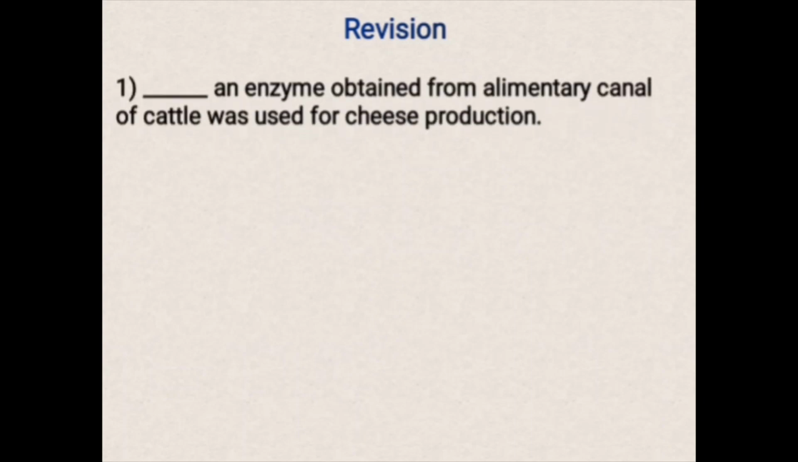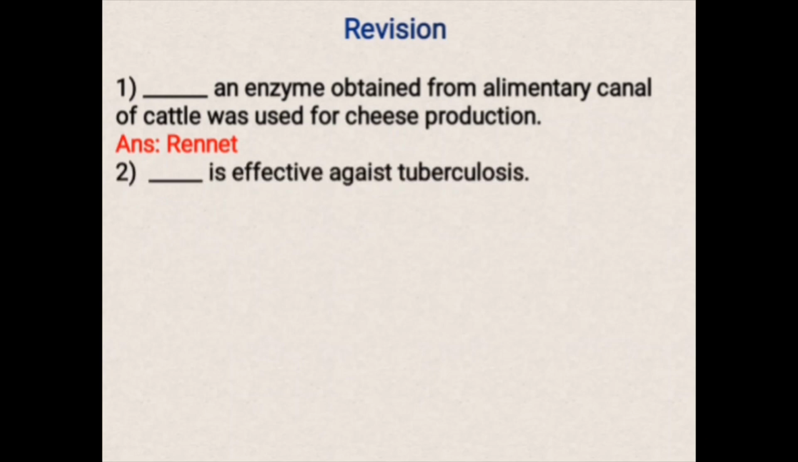The first question on your screen is, dash, an enzyme obtained from the alimentary canal of cattle, was used for cheese production. And the answer is rennet. See the next question. Dash is effective against tuberculosis? Children, think. What is the answer? And the answer is rifamycin.